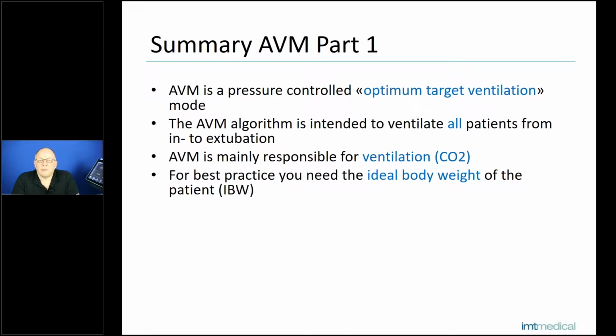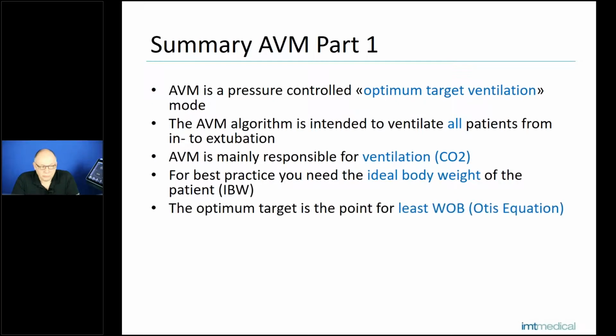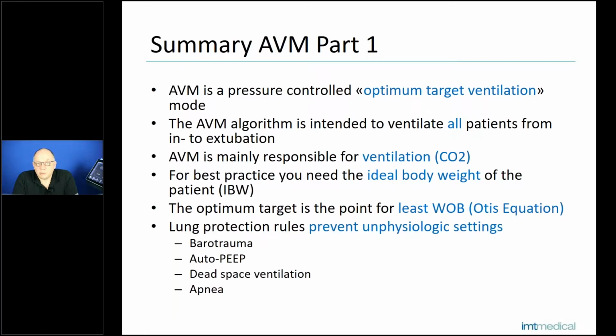The optimum target point, which the algorithm and the so-called Otis equation is always looking at, is the least work of breathing. So the Otis equation is looking at the expiratory time constant, calculating a respiratory rate, and the respiratory rate divided by the set minute volume gives the optimum tidal volume and respiratory rate. And there are additional lung protection rules which prevent the patient from unphysiologic settings, which means it prevents barotrauma, auto-PEEP, dead space ventilation, and also apnea. This is the reason why there is a lung protective window around the optimum target.